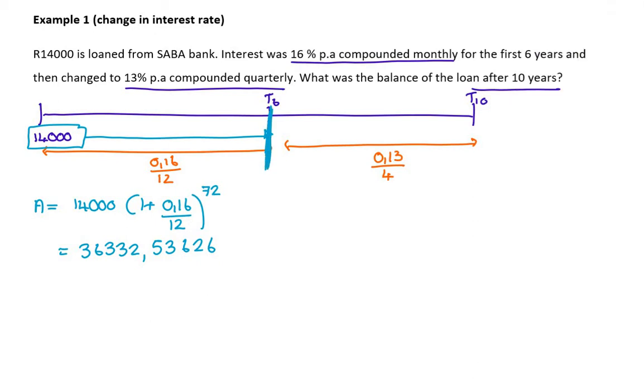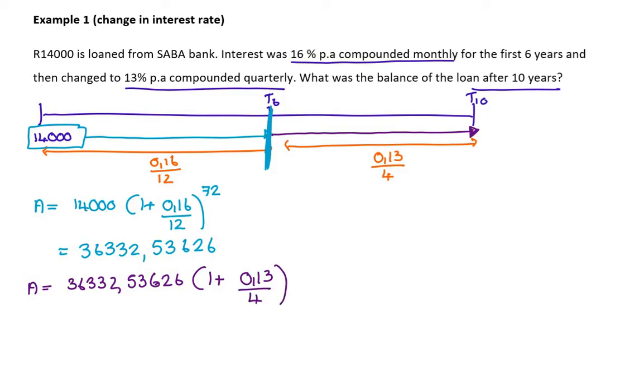So we would have then taught you in grade 10 to say, right, let's start again. Let's move that money now to where something changes. Now nothing changes here, so I'm going to move that money all the way to the end. So now I have 36,332 Rand and all these wonderful cents, and I'm now going to add interest at 13% compounded quarterly, and just be careful, there are 4 years there, and 4 years of 4 times a year will be 16 quarters.